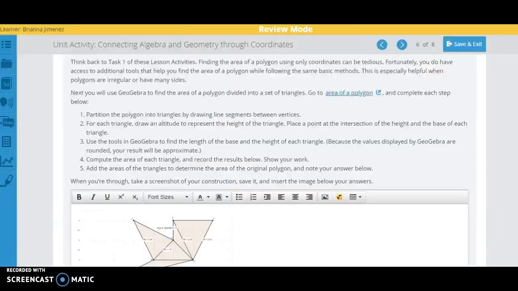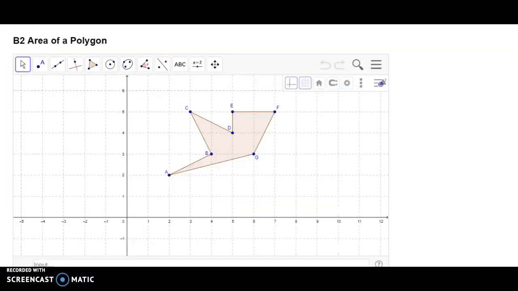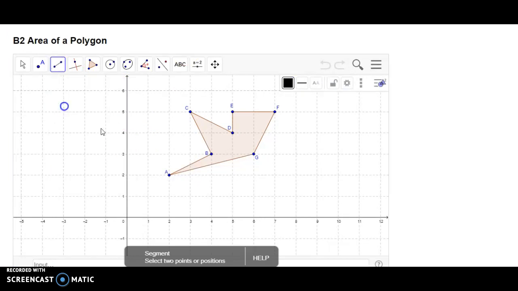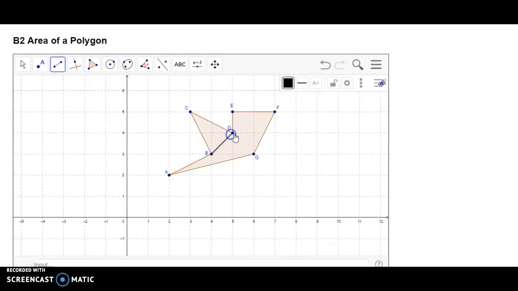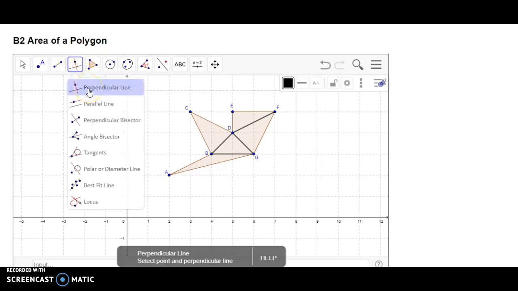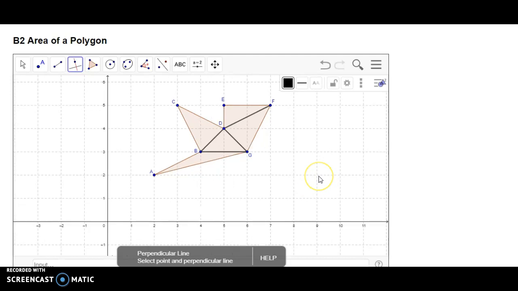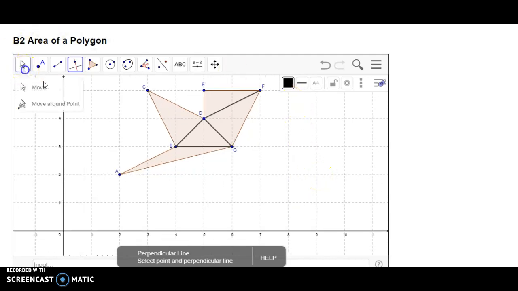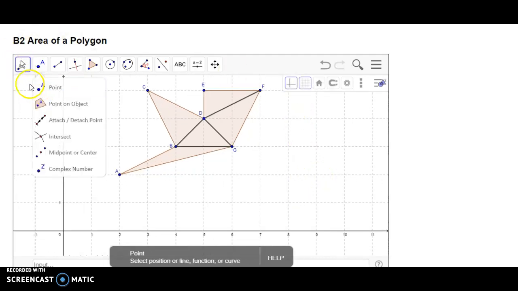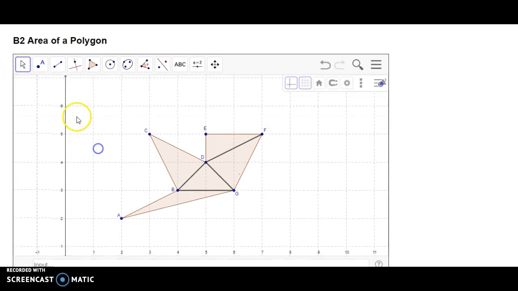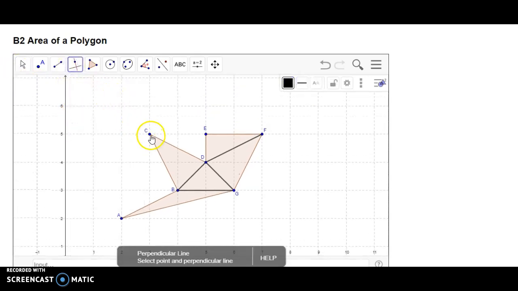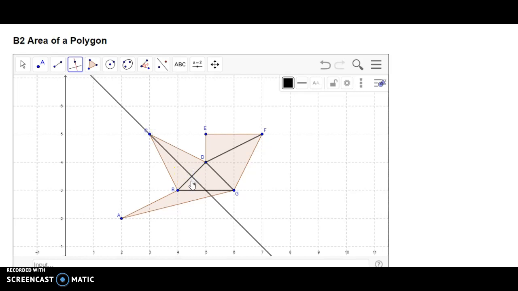When I partition it now, it might be a little bit different than yours, but that's okay. I'm just going to show you how it's done. So I'm going to take a line segment and partition this into all triangles. So this is how mine looks. Yours might be different. But now what we have to do for the altitudes, like it said, is draw perpendicular lines. Now, I'm going to make this a little bit bigger because we're going to end up having a lot of things here. Perpendicular lines. So that is how we draw all of our altitudes.